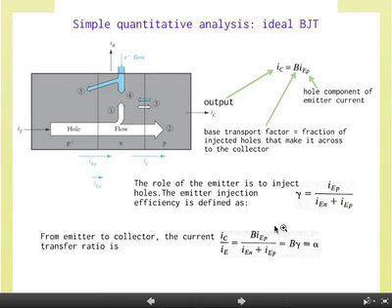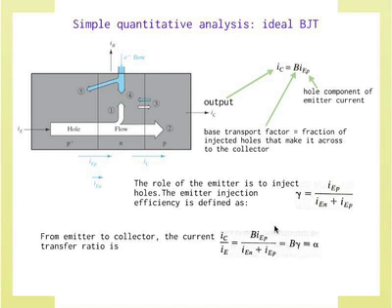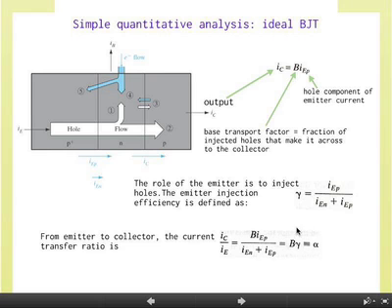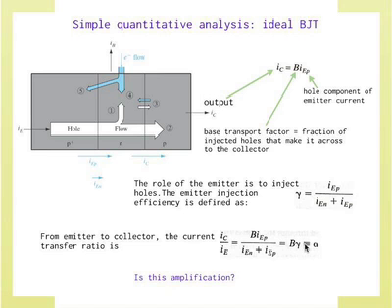the current transfer ratio, which if you use this configuration as the amplifier, that's the transconductance. It's essentially B times gamma, defined as alpha, and since B and gamma are both less than 1, alpha has to be less than 1, so there's no amplification. Right? That's not really an amplifier.